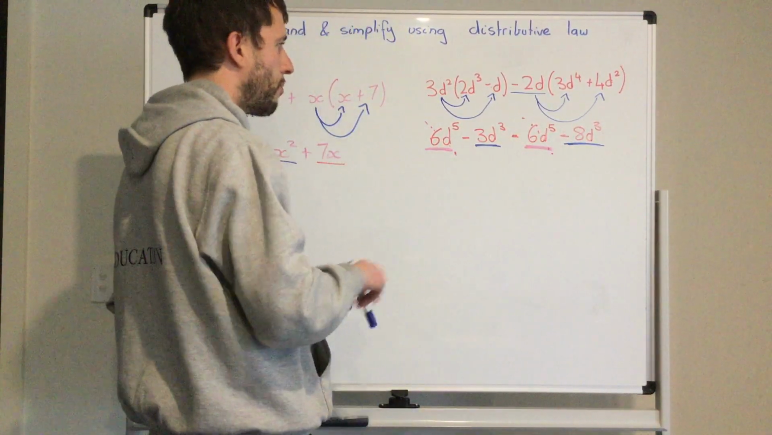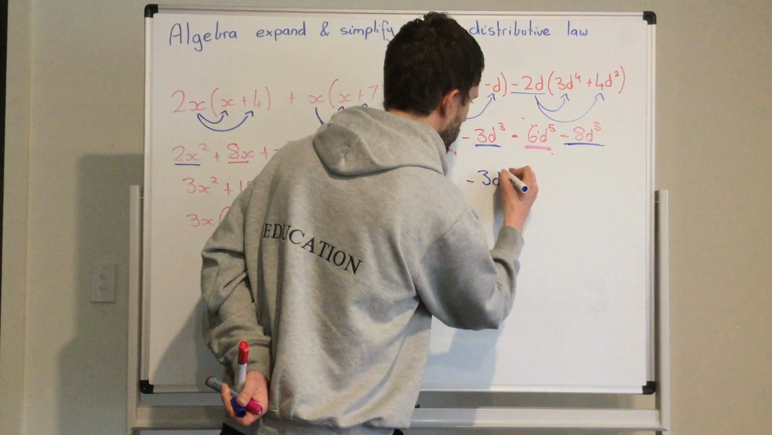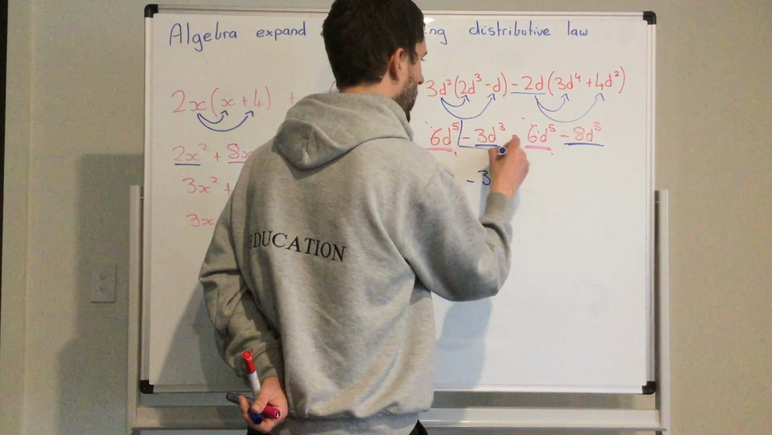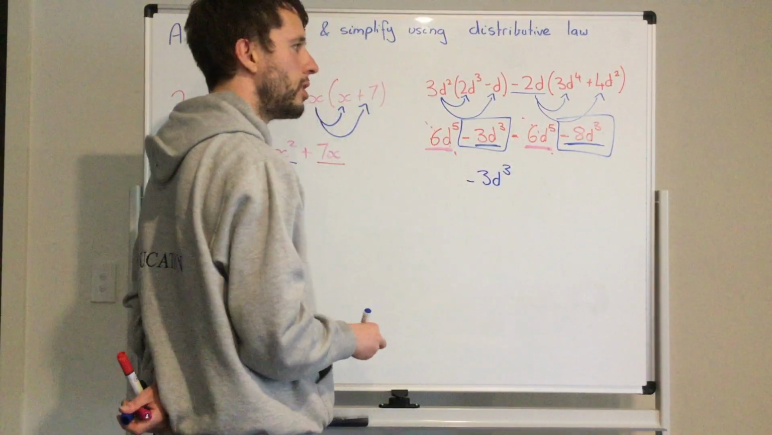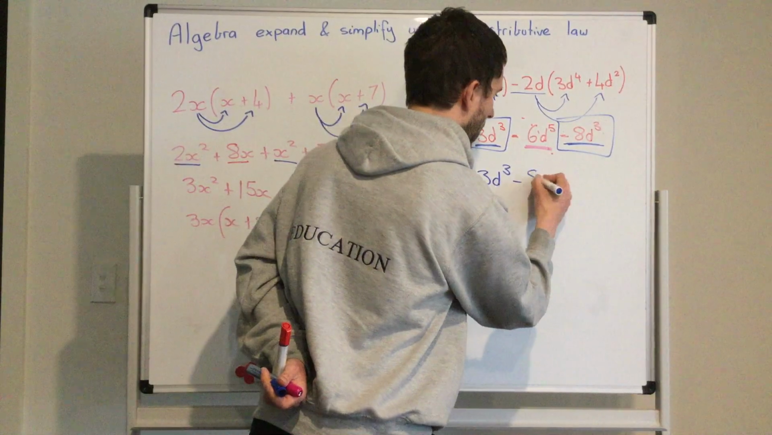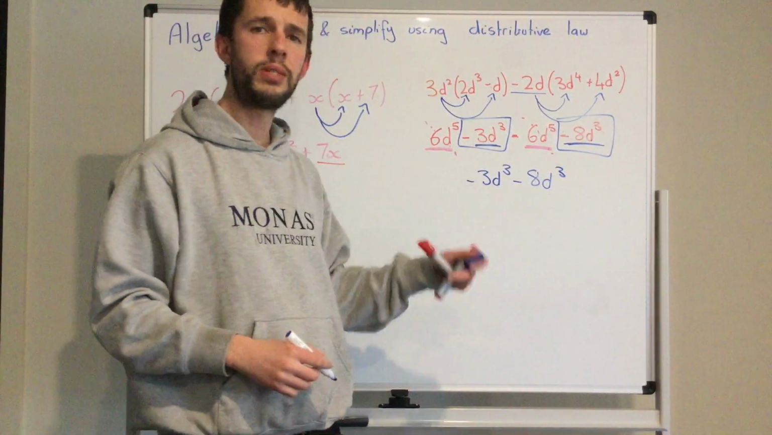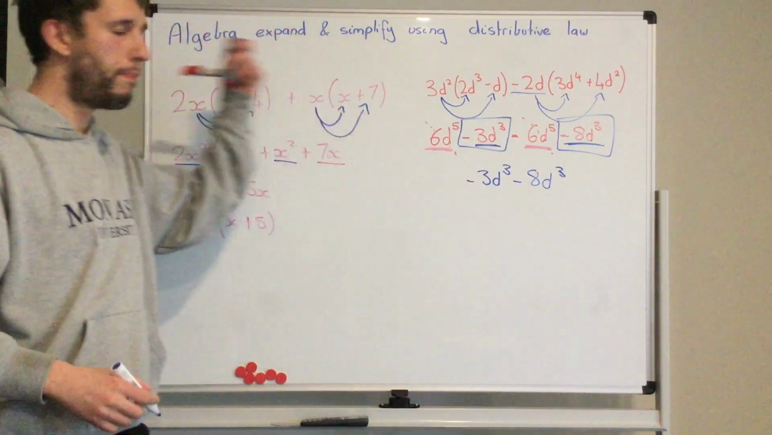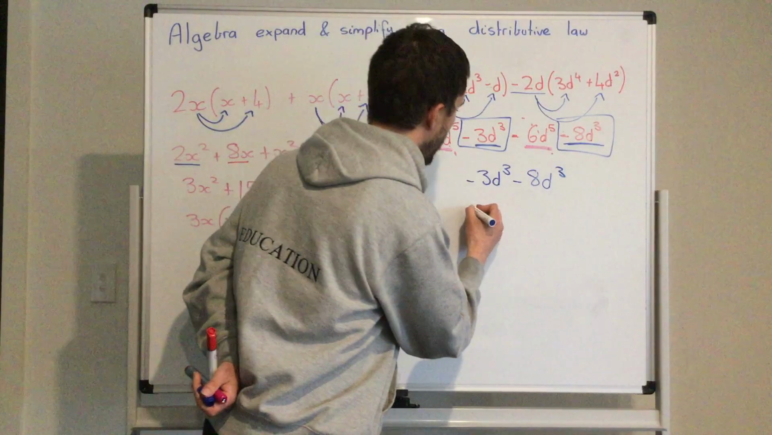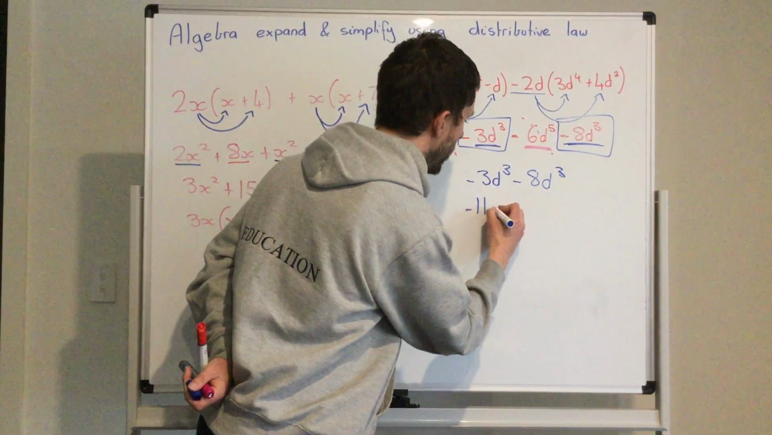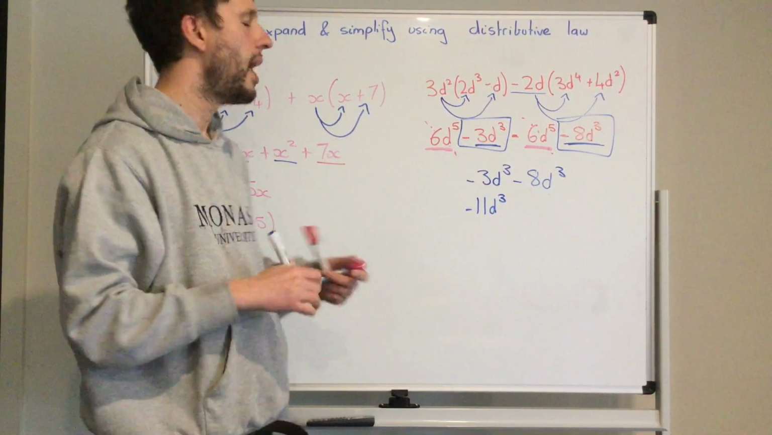That just leaves me, which I'm going to rewrite, negative 3d cubed, which is this part right here. And I've also got this part here, which is take away 8d cubed. So I'm starting at negative 3 and I'm going backwards by 8. I'm just going, okay, 8 plus 3 is 11. So it is negative 11d to the power of 3. And there you have it.